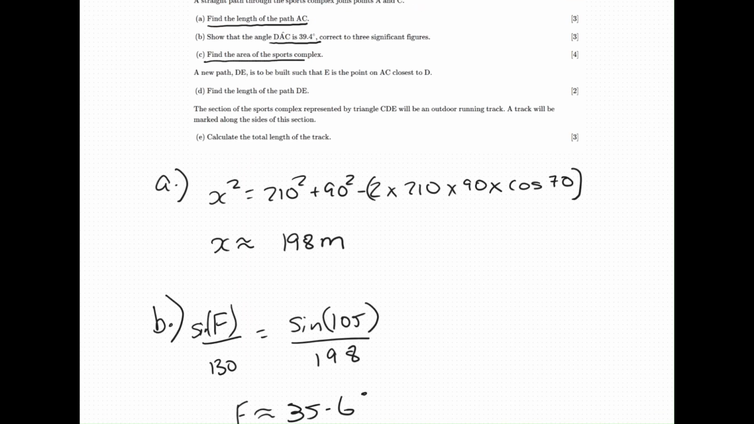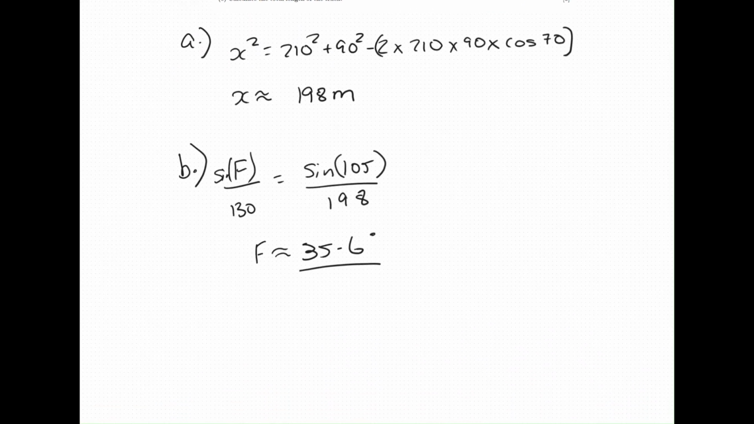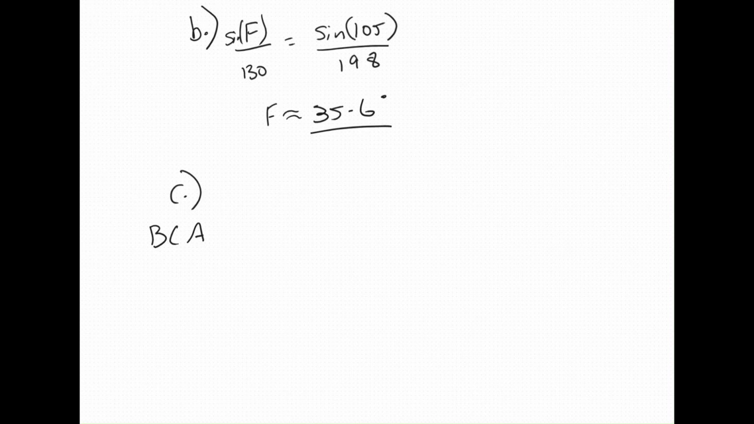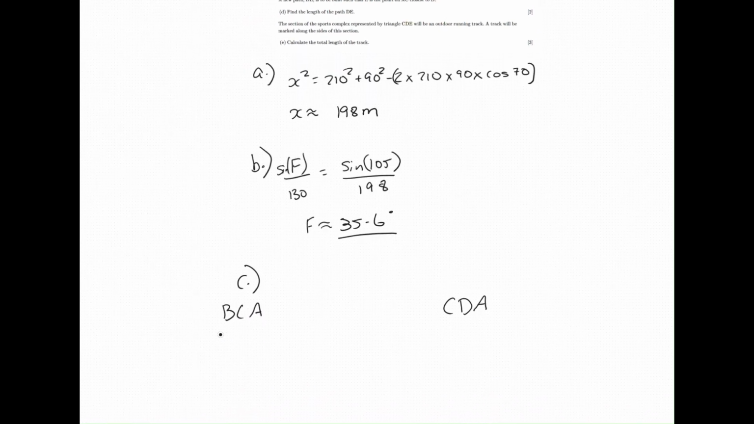And for C it says find the area of the sports complex. And so you have it here divided into two shapes. So you've got BCA and CDA. And so we can separate it here, BCA and CDA. And so you have to work out both of the areas using half ab sine C. And so to get BCA, you would have to do half times 210 times 90 times sine 70.